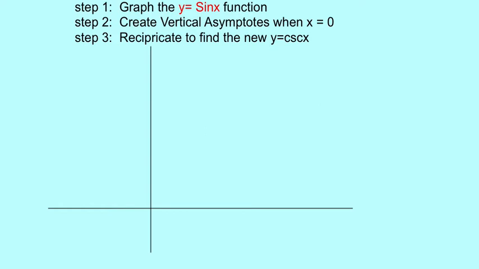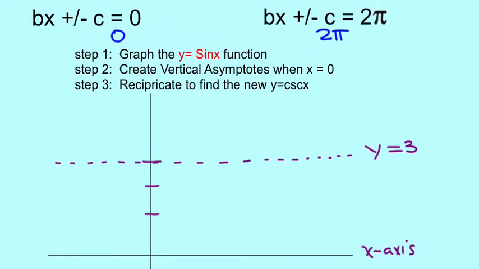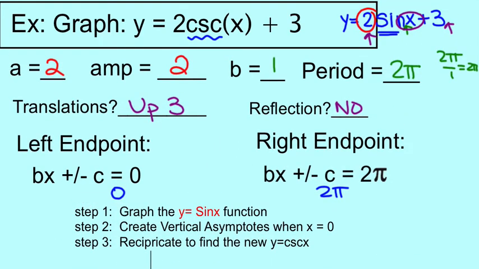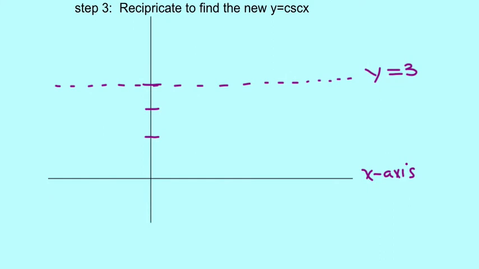So with us having to shift up 3 units, normally my x-axis would be here. I'm going to shift up 3, so 1, 2, 3. I'm just going to label this as y equals 3. Then from that horizontal axis, I'm going to go 2 up and 2 down because that's my amplitude. So I'm going to go up to 5. Here's 4. Here's 3, 2, and 1. So my graph is going to exist from here to there.